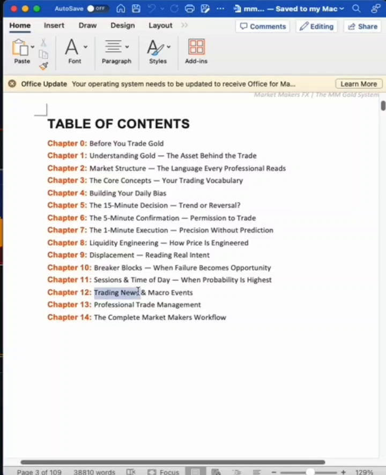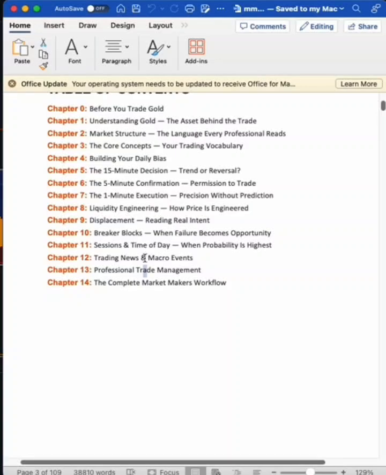Okay, of course we will cover a little bit of macro events, so what affects gold, what drives gold. Macroeconomic events, news. We will cover trading news that affects the short-term trend of gold, the medium trend of gold, and the higher time frame trend of gold. Of course we will talk about trade management as well, how you manage your trades. Very important, not only execution but also how we manage the trade long term.